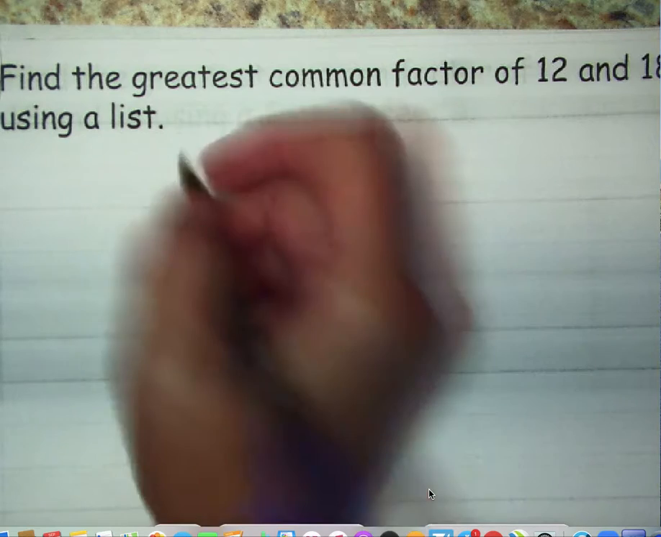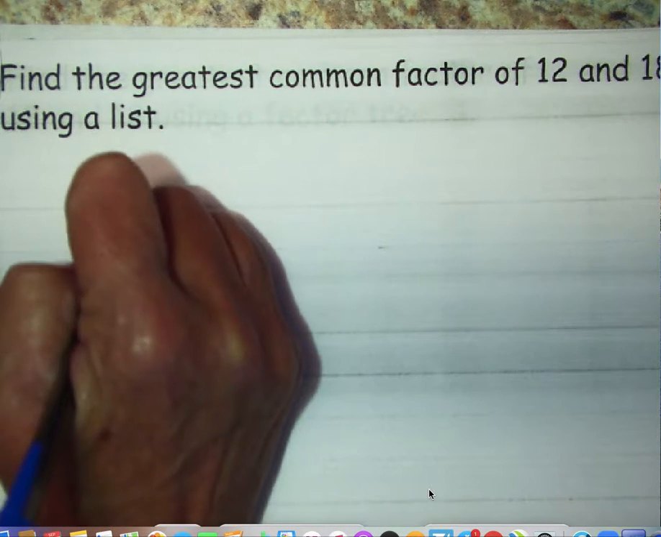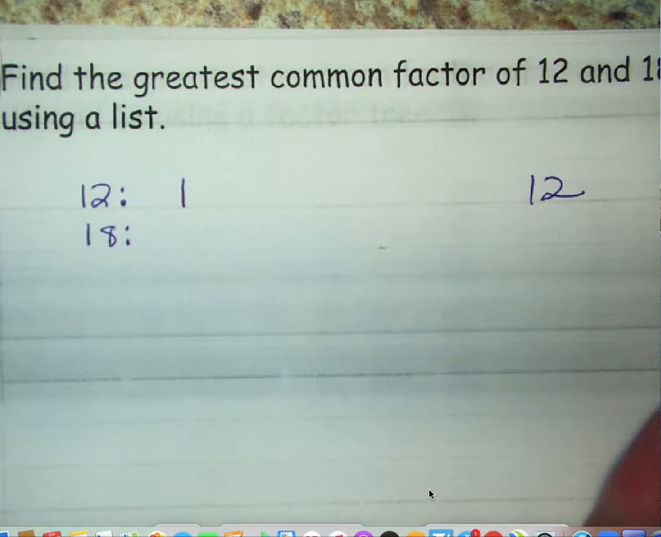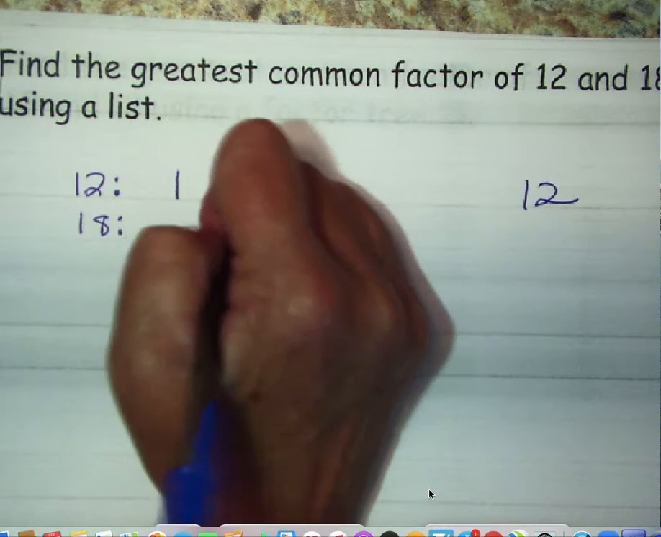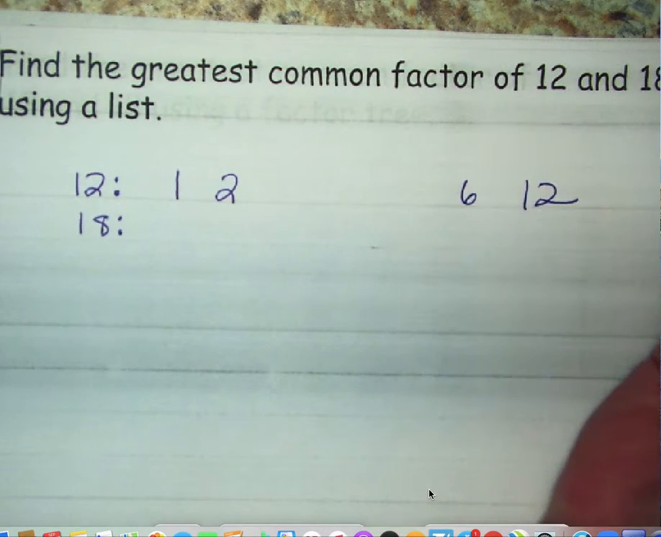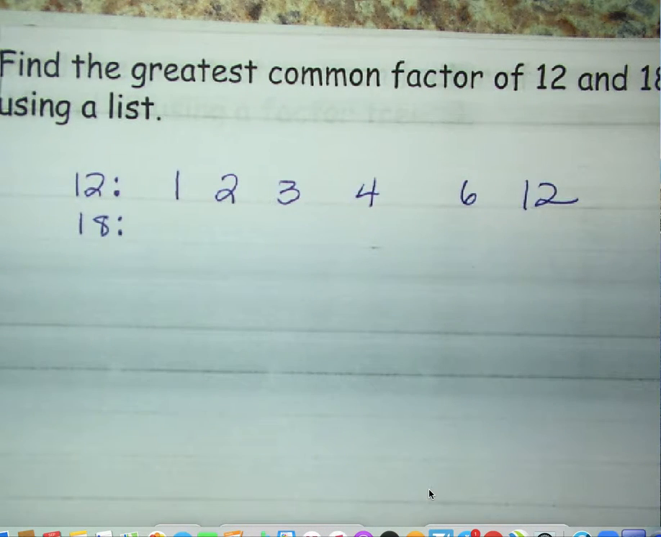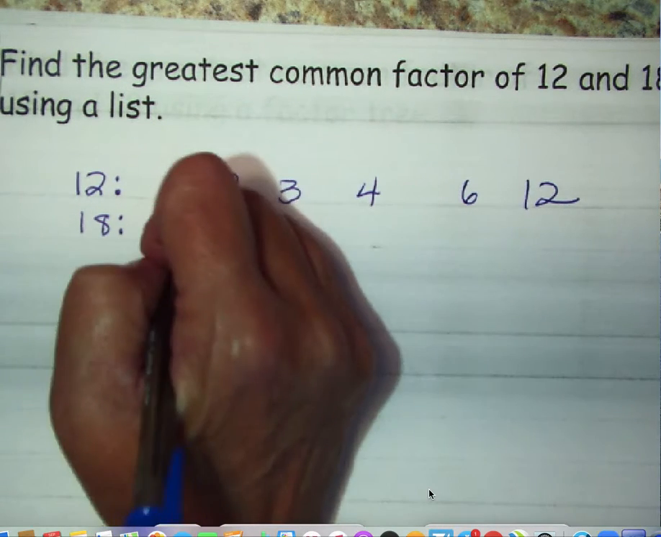12 and 18. 1 and 12. Go ahead, like I said, spread them out so you've got room to work. 2 times 6 is 12. 3 times 4 is 12. 5, 6, you're right back. You're starting to repeat.